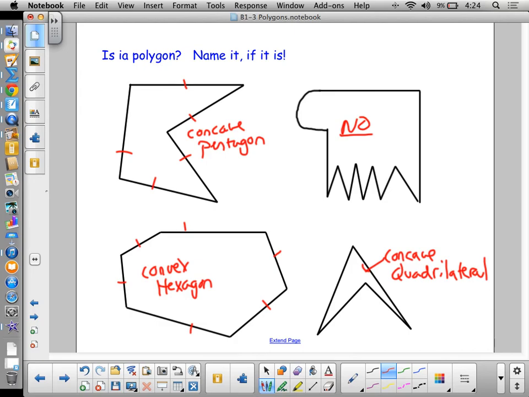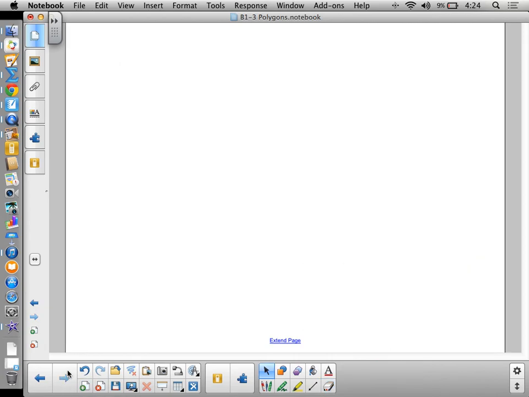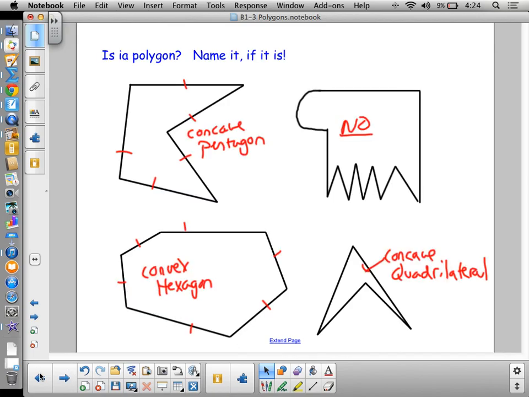So again, concave because the non-consecutive vertices there are connected outside of the polygon. It's a diagonal outside. That's it for today. Identifying polygons. That's the kind of thing we're going to be working on. Know those names. You may need to rewind, recheck your notes, make sure you've got some of those definitions in your notes.